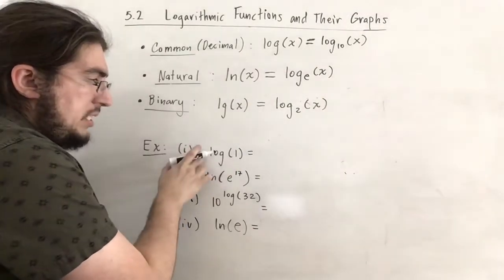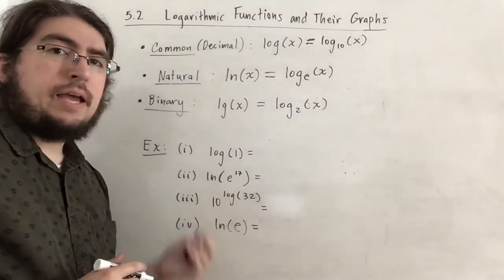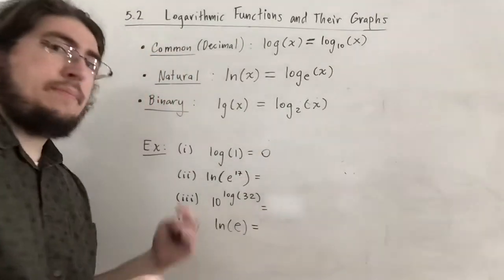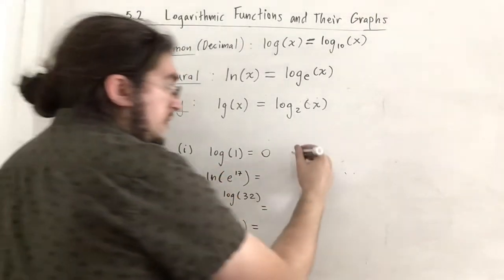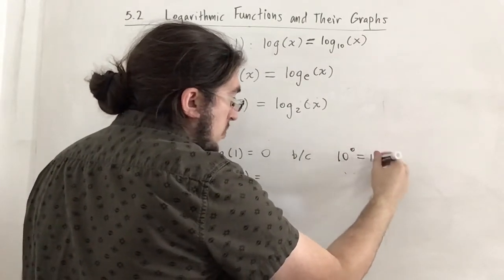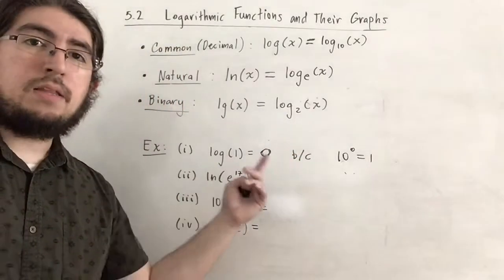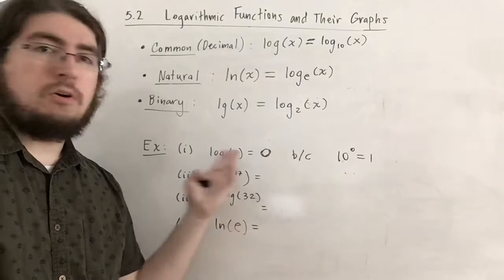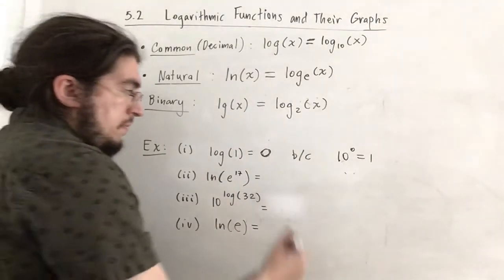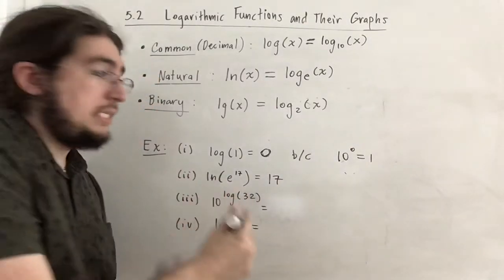Now, first off, this is log of 1. Remember, this is log base 10 of 1, and log of 1 in any base is always 0, because any base to the 0 is equal to 1. So if you want, you could say because 10 to the 0 is equal to 1. If you were to write this in exponential form, the base is 10, the power is 0, and it's equal to 1, so it must be equal to 0. All right? Here, this is just 17, because of the property we saw where the bases cancel.